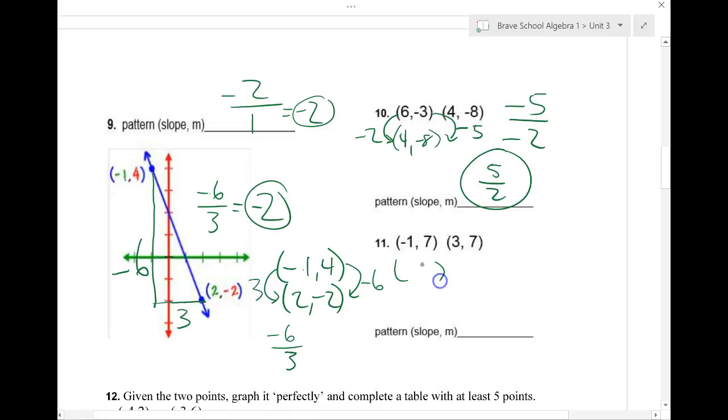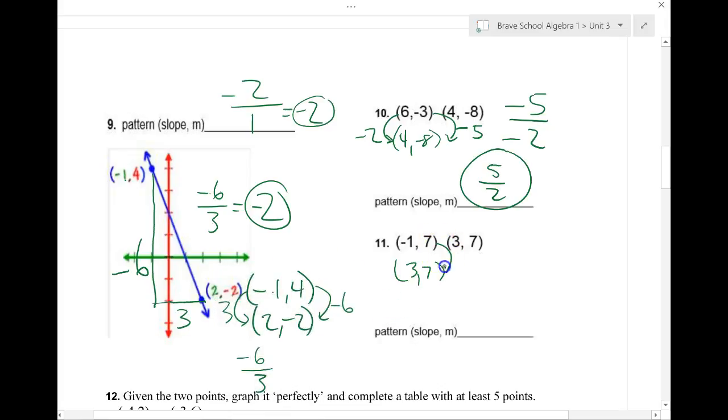Okay, now, same thing here. Put the 3, 7 underneath. Okay, so now change in y. Well, from 7 to 7, there is no change, so it's 0. The change from negative 1 to 3 is we're going up 4, plus 4. Again, the change in y is 0 over the change in x, 4. But 0 over 4, or 0 over any number, is just 0.